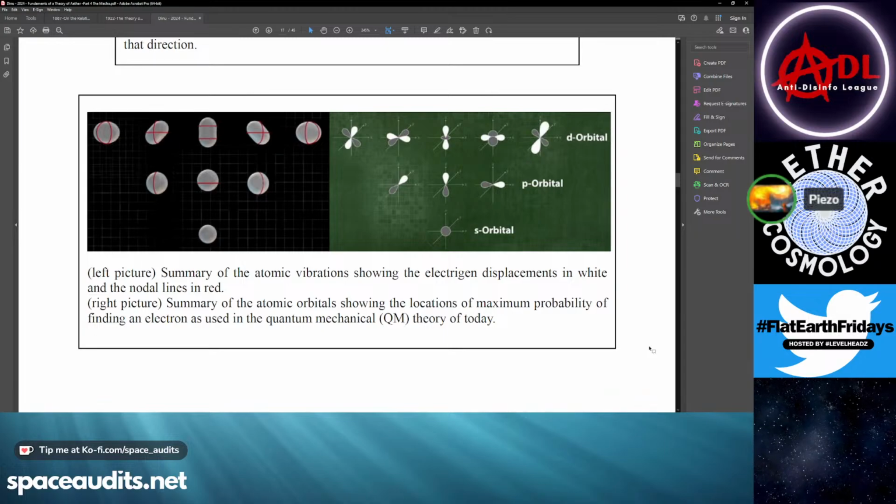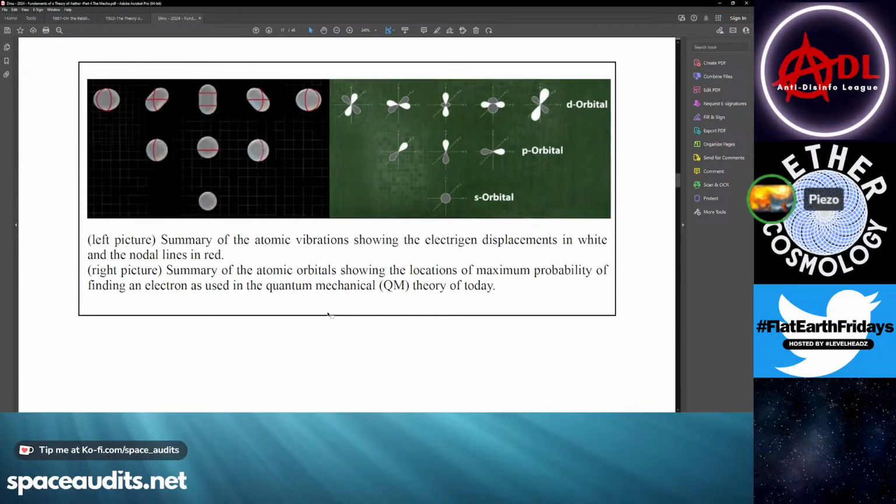Summary of the atomic vibration showing the electrogen displacements in white and the nodal lines in red. That's on the left picture. And then the right picture is the summary of the atomic orbitals showing the location. Yeah, so the right picture is the quantum mechanics orbital diagram theory, and the left is him saying, here's what these atoms are shaped like and are vibrating like to produce this. Oh, okay. I see where he's getting at.